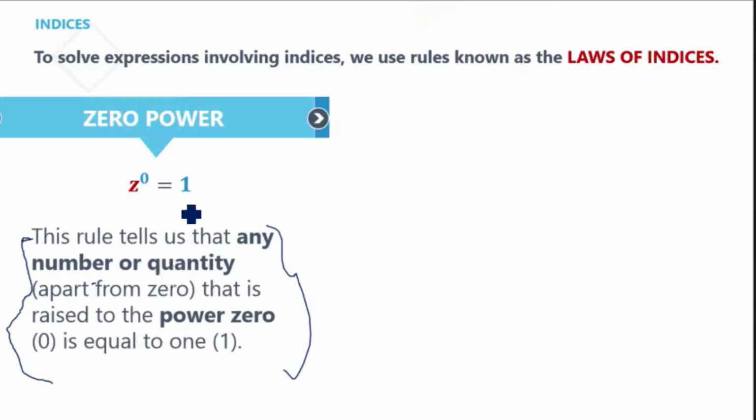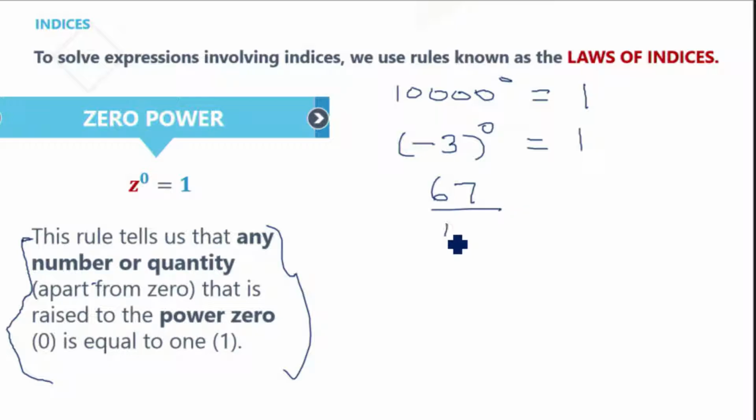1 million raised to the power 0 is equal to 1. 10,000 raised to the power 0 is equal to 1. Negative 3 raised to the power 0 is equal to 1. So it could be a negative number. 67 over 144, a fraction, raised to the power 0 is equal to 1. b, so it could be a letter, raised to the power 0 is equal to 1.